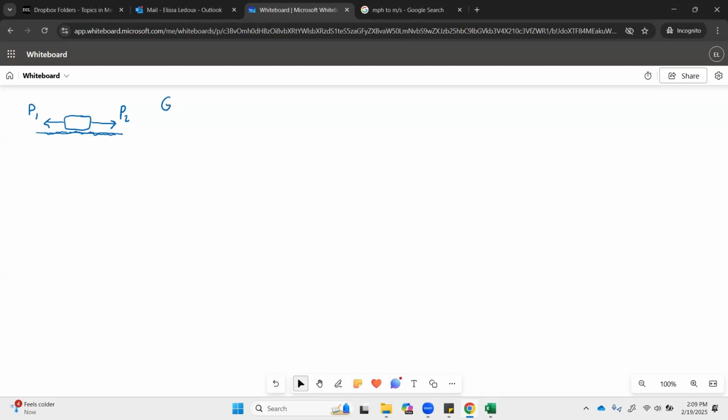So if we're given the mass of the toy, static friction of the ground, dynamic friction of the ground, pull from the first kid, pull from the second kid, we need to find: does the toy move? And if it does move, what is the acceleration?